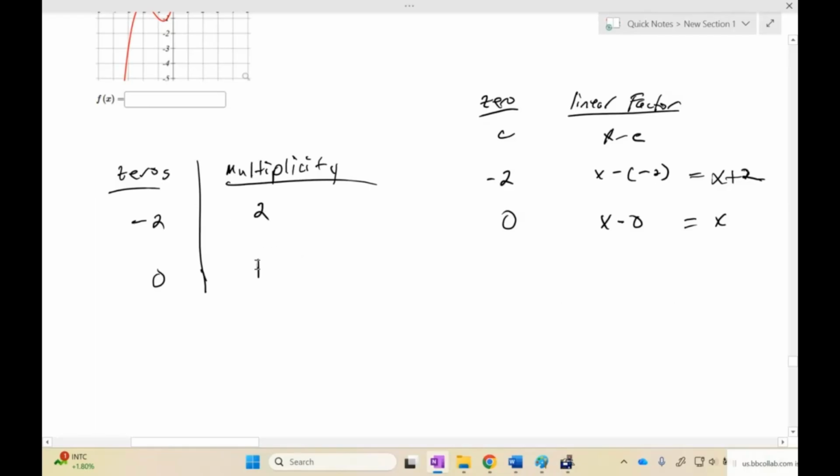Now I'm just going to put all of this together along with the multiplicity and write out the equation. So f of x is going to equal x plus 2, and we're going to raise that to what power? The second power, times what? X.